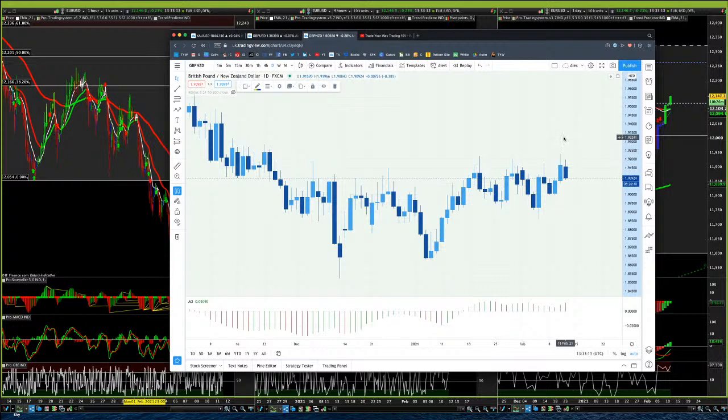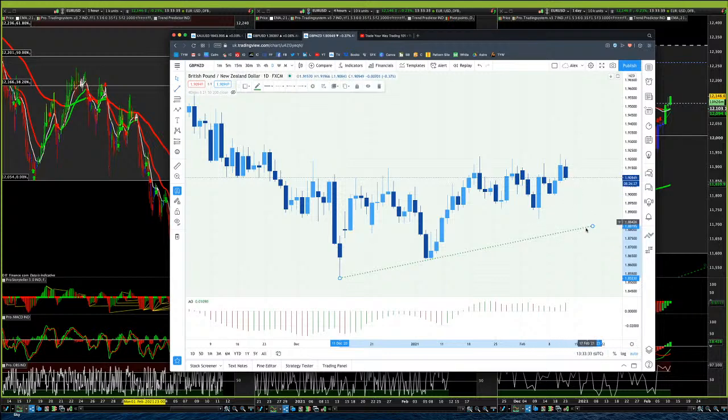As a rule of thumb, I look for 2 tests because then it becomes relevant. If it's just tested once, you haven't got any data, have you? You've got nothing to go by. Same with the trend line. When you apply a trend line, you can only do it with 2 points of contact as a minimum. So then you look for the third retest, which then becomes relevant.